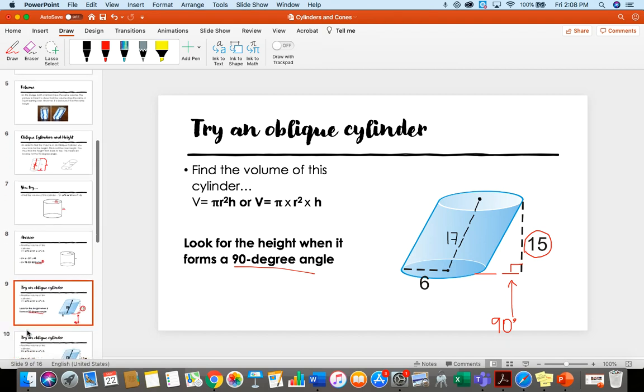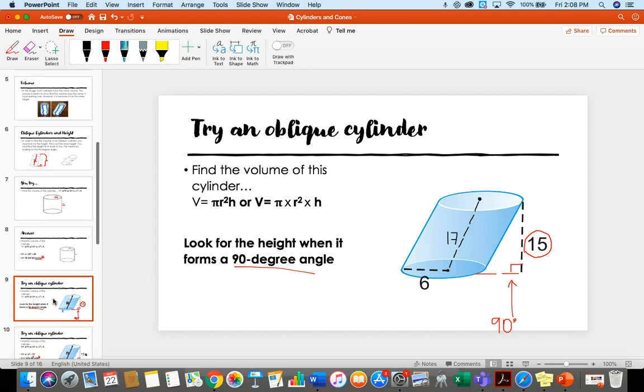Okay, now I will do the oblique cylinder. This time we just have to figure out the height. I'm looking for the 90-degree angle, and we know our height is actually 15. I'll give you a moment, so pause if you want to do that one.